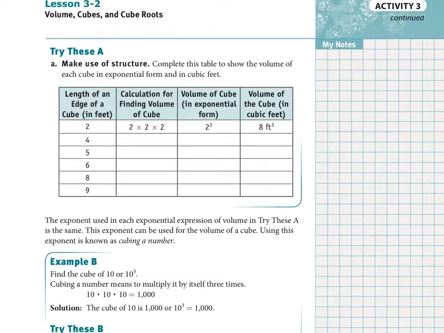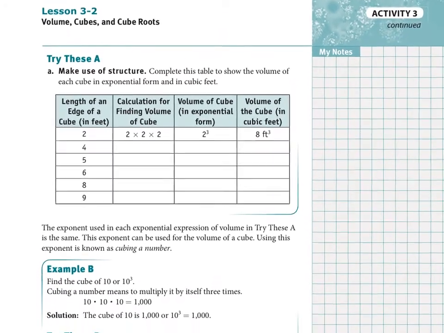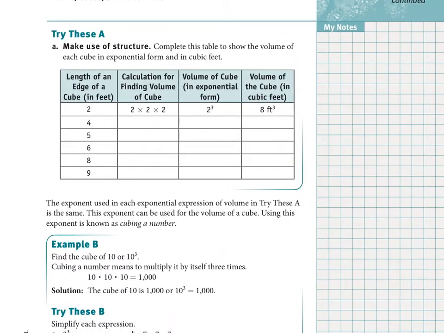All right, let's dig in a little bit here. Can we complete this table to show the volume of each cube in exponential form and also in cubic feet? They did the first row for us, the one we just did. If the length was 2, since it's a cube, the length, width, and height are all equal to each other. So the calculation for finding volume, length times width times height, is 2 times 2 times 2. We can write that in exponential form as 2 to the 3rd power, which equals 8.